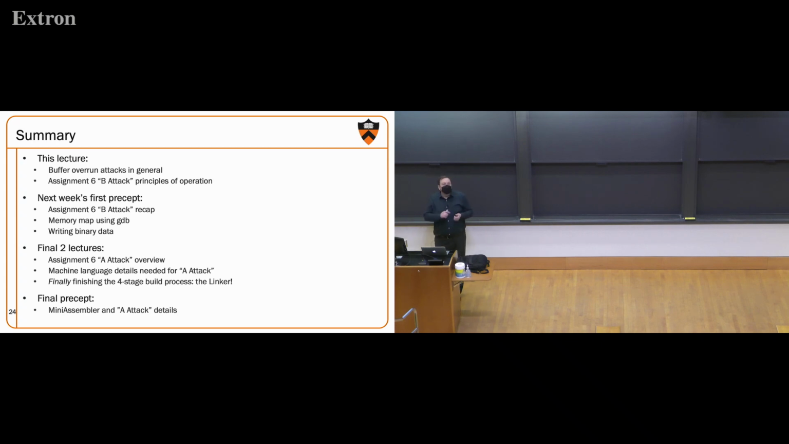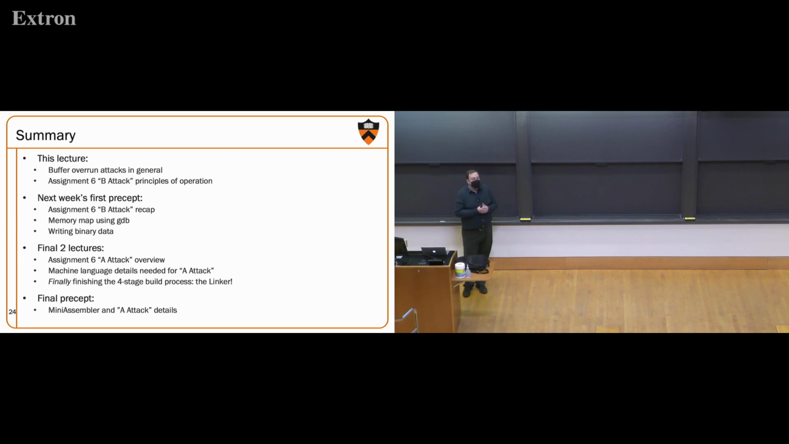The final 2 lectures, we're going to be talking about machine language, and that is the bit of knowledge that's going to let you get something better than a B. And we're finally going to finish up that 4-stage build process that we sort of started the course with. We're going to talk in detail about what the linker does and how it does it. The final precept is the A attack, the details of that. Turns out you're actually going to write what we call a mini assembler to create machine language for instructions that you need. And that is going to be covered in the second precept of next week.